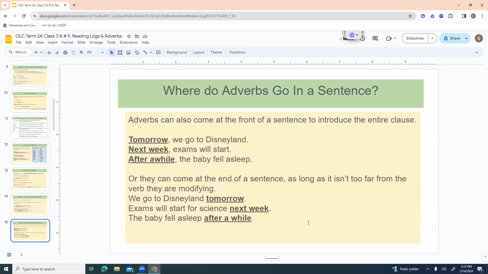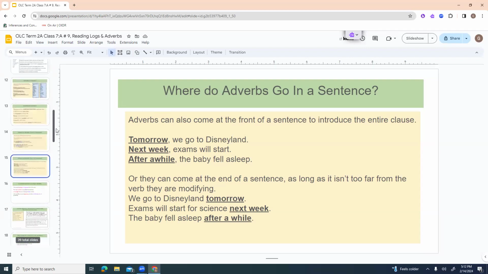Or they can come at the end of a sentence, as long as it isn't too far from the verb they are modifying, because then people can get confused as to what it's actually modifying. We go to Disneyland tomorrow. Exams will start for science next week. The baby fell asleep after a while. That's why I was saying adverbs are much more flexible than a lot of other words in English.